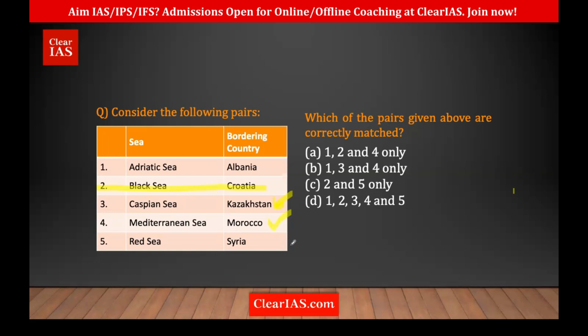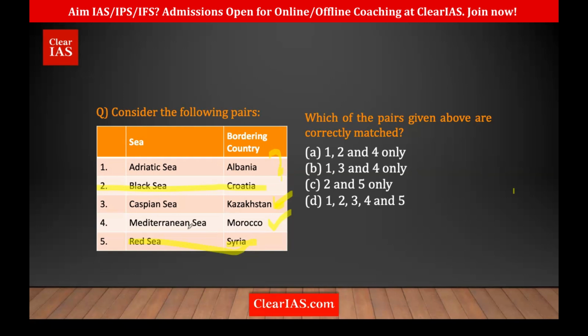Then Red Sea, Syria. No, only two countries of the Syria-Israel region connect with the Red Sea. That is Israel and Jordan. That means Syria is wrong. So this is wrong. We don't know this one, so we are not sure about this one. So let it be here.